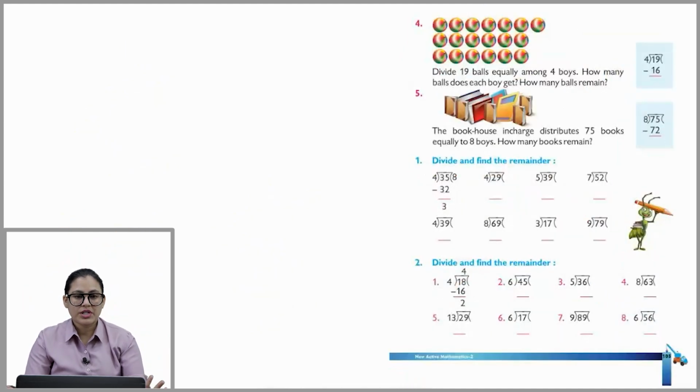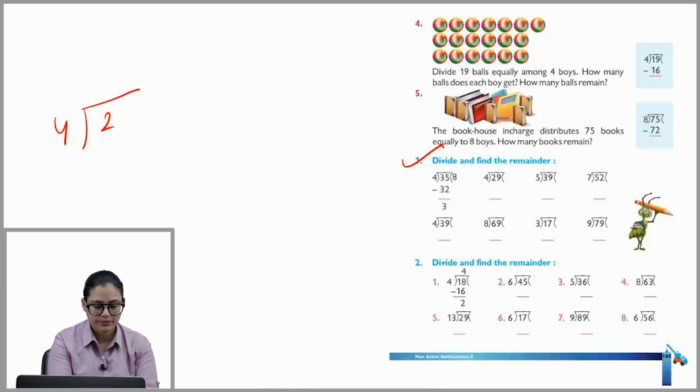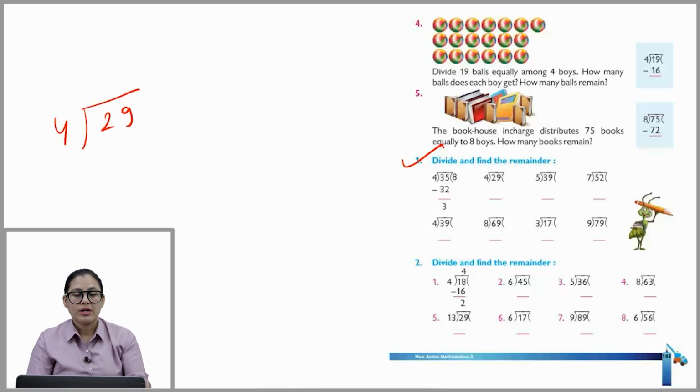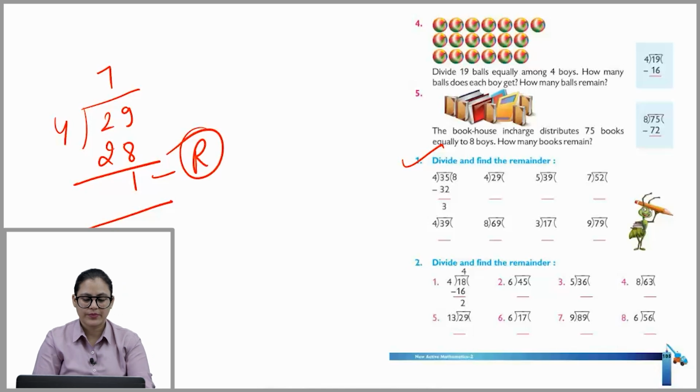Next, question number 1, divide and find the remainder. First one has been done for you. Let's do the second part. Okay, 4 7s are 28, okay, and when you minus, you'll get 1. This is the remainder, okay.